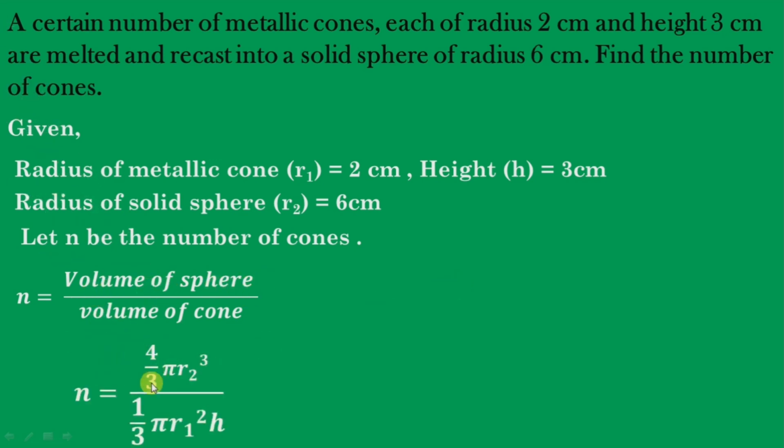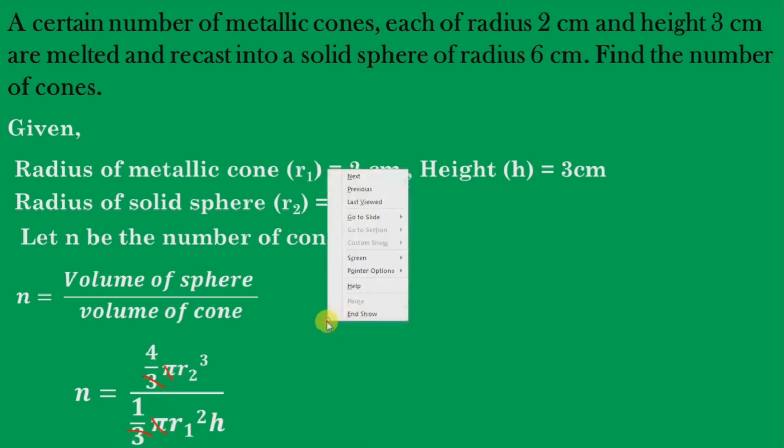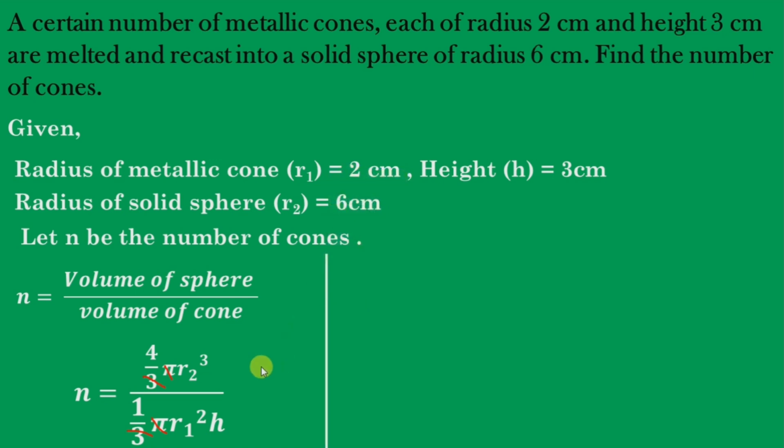Volume of sphere is 4 by 3 pi R2 cube, divided by volume of cone, which is 1 by 3 pi R1 square h. So here this 3 and this 3 will get cancelled. This pi and pi will get cancelled. So I will get n is equal to 4 into the value of R2, which is 6, cube means 6 into 6 into 6, divided by R1 square, 2 into 2, into 3.